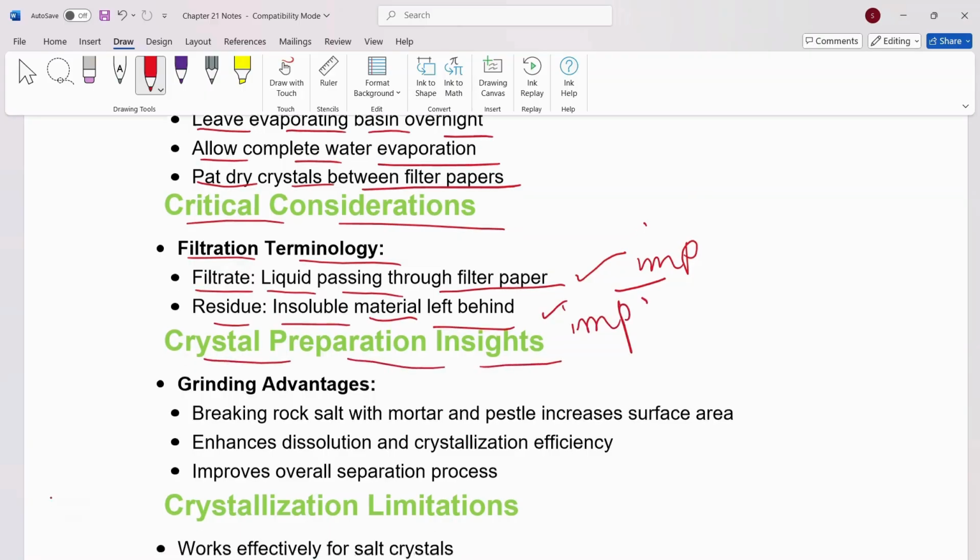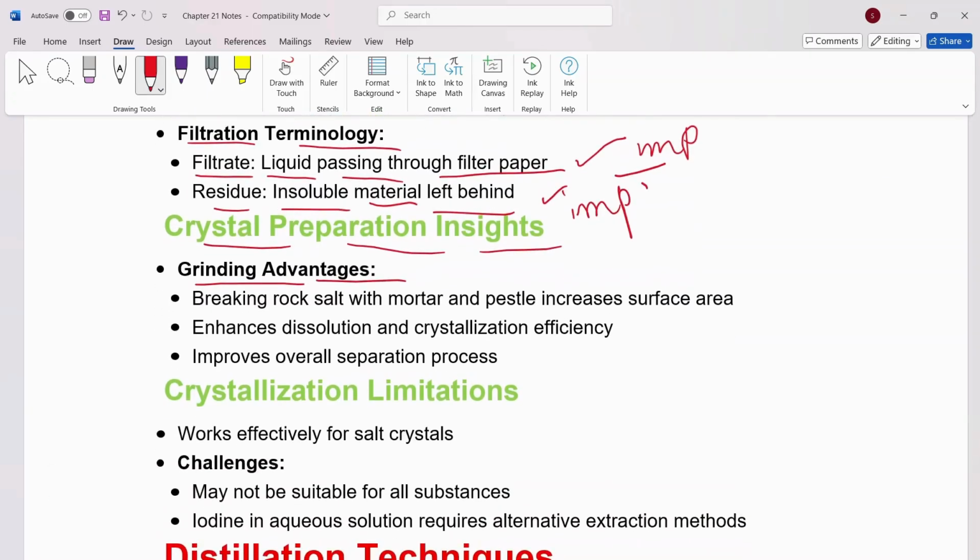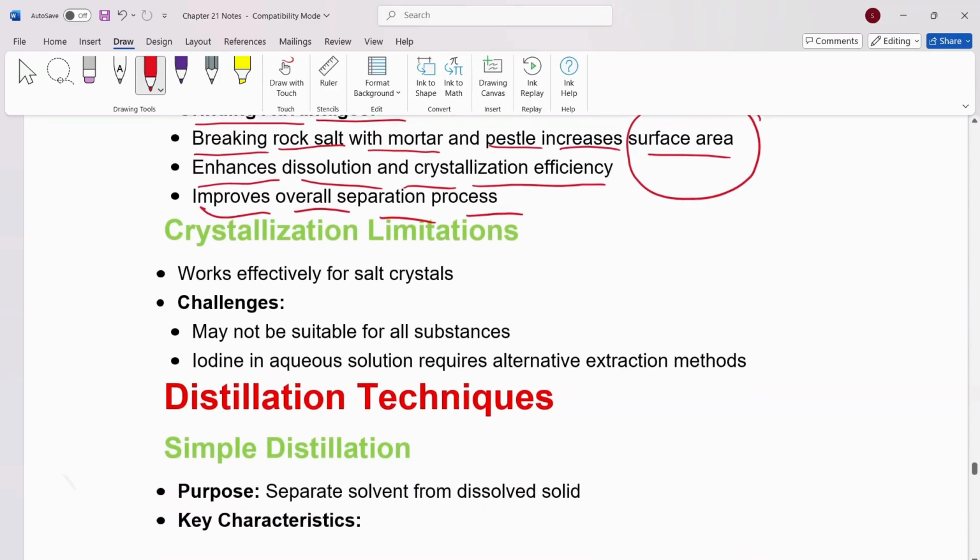Crystal preparation insights, grinding advantages. Breaking rock salt with a mortar and pestle increases surface area. So when you grind them, what will happen? We will have more surface area. This enhances dissolution and crystallization efficiency and improves the overall separation process.